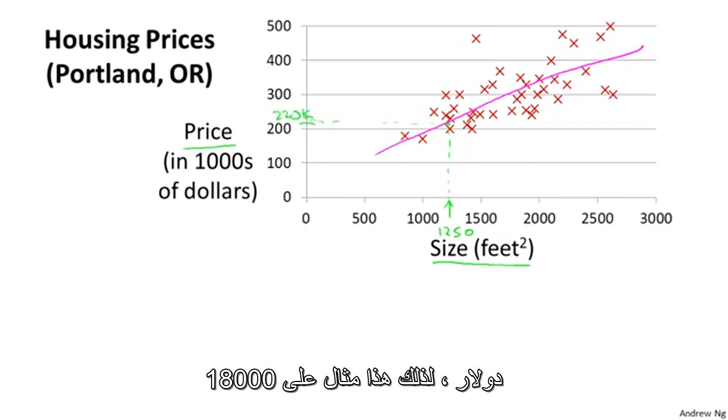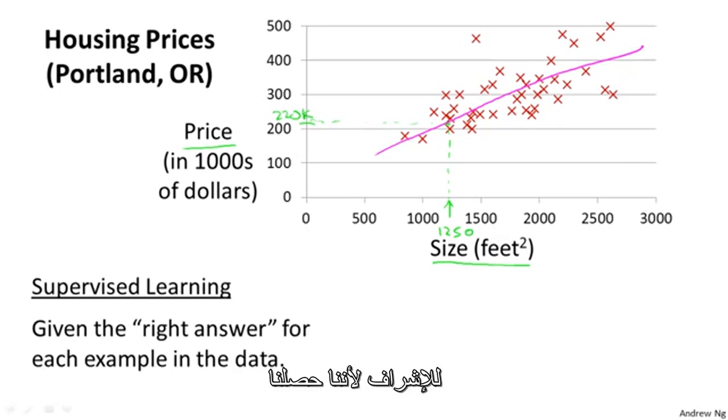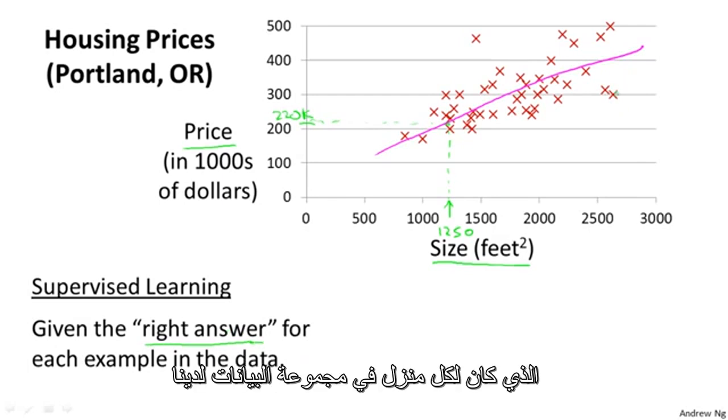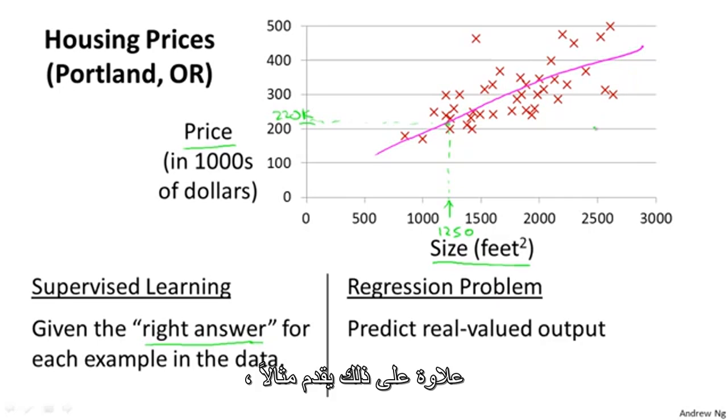$220,000. So this is an example of a supervised learning algorithm, and it's supervised learning because we're given the "right answer" for each of our examples. Namely, we're told what the actual price was that each of the houses in our data set was sold for. And moreover, this is an example of a regression problem, where the term regression refers to the fact that we're predicting a real value output, namely the price.